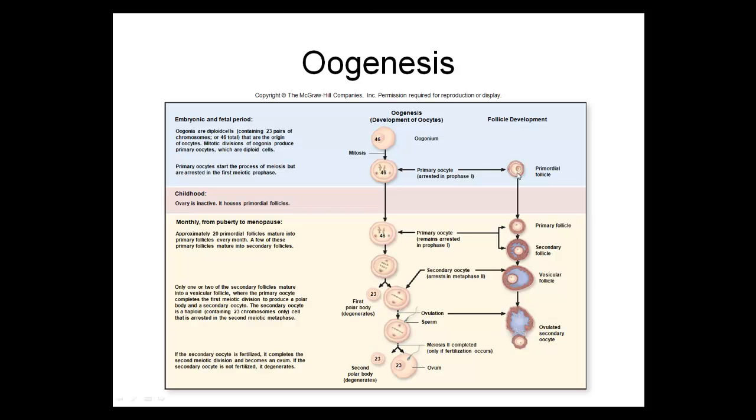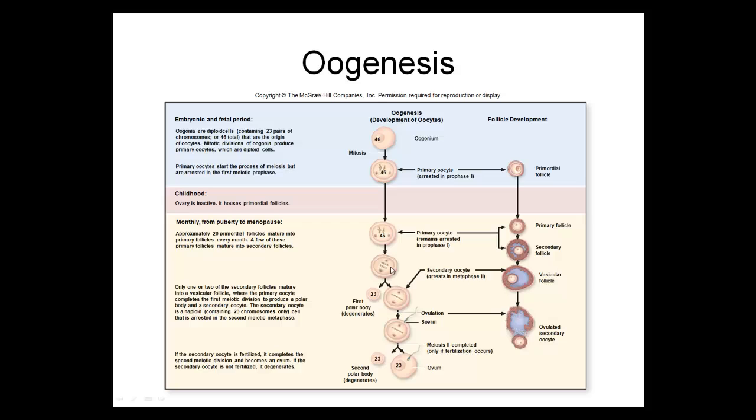So here's the process of oogenesis. Here we have the diploid cell, and then when it divides, it will give us a primary oocyte. And the primary oocyte is not really a haploid cell. It still has the 46, but it's duplicated 46 chromosomes, and it stops there. It doesn't divide any further. It has what we call first meiotic arrest.